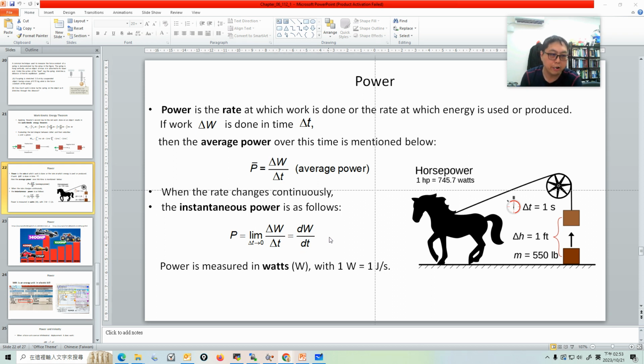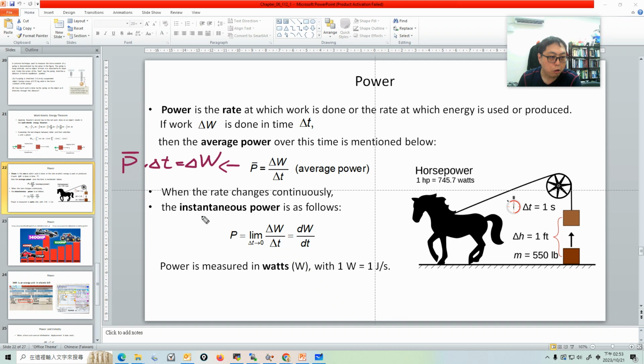That's called instantaneous power. And from this definition, we can also understand how to calculate energy from power. For example, if you have average power and want to calculate the energy, just use average power times delta t, which is equal to the amount of energy.